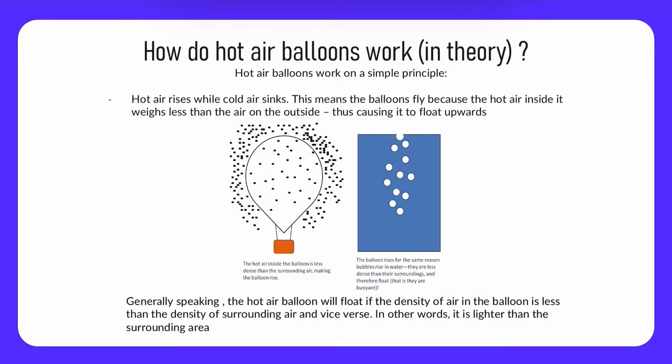Well, hot air balloons work on a simple principle. Hot air rises while cold air sinks. This means the balloons fly because the hot air inside it, which is inside the envelope, weighs less than the air on the outside, thus causing it to float upwards. Generally speaking, the hot air balloon will float if the density of the air in the balloon is less than the density of the surrounding area and vice versa. In other words, it is lighter than the surrounding area.